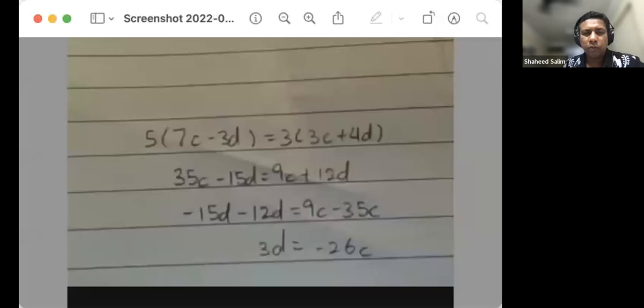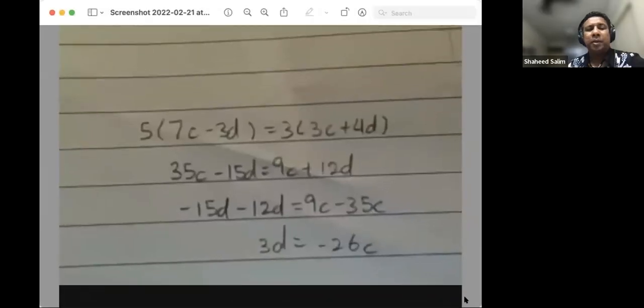Okay, first of all, never mind. We check this one first. You can see your working, right? 5 times 7, 35C. 5 times 3, 15D. 3 times 3, 9C. 3 times 4, 12D. Correct. So you bring 35C over, you get negative 26C. Correct. You bring 12 over, this part not correct.